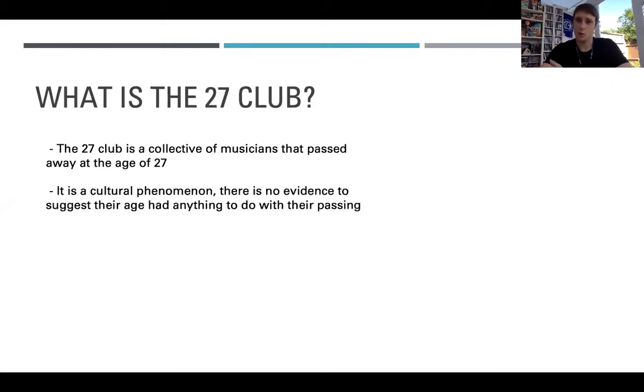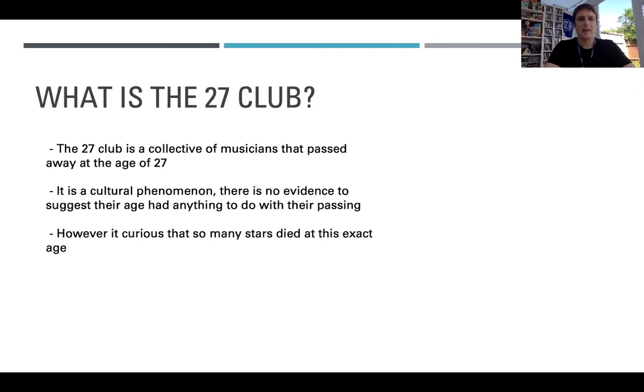Now, this is what we call a cultural phenomenon. There's no evidence to suggest that the age of 27 is cursed, or there's any really scientific reason as to why it happened, but it does seem to be a rather big coincidence that so many iconic stars were taken from us at such a young age. There's also the theory that actually they're more iconic because they were taken so young at that age. Their legacy lives on because they're no longer with us.